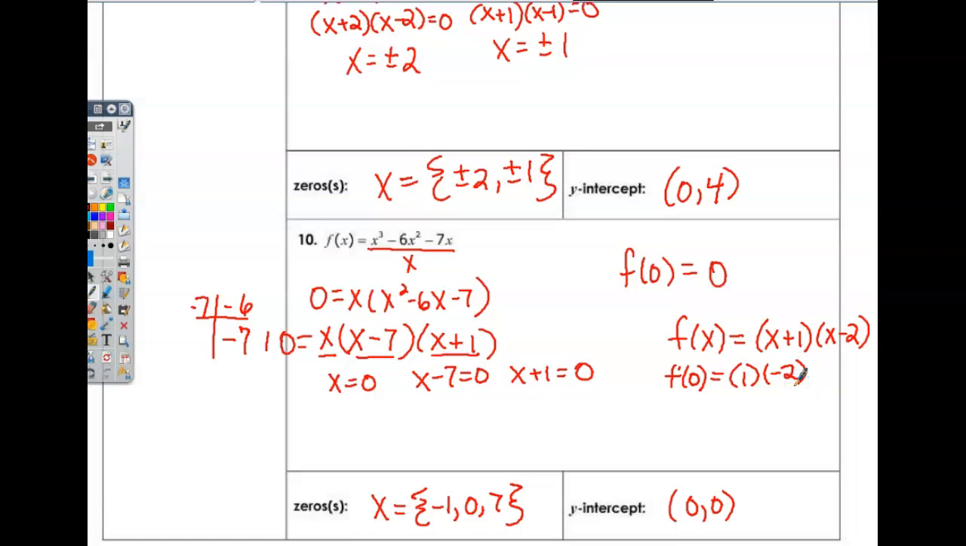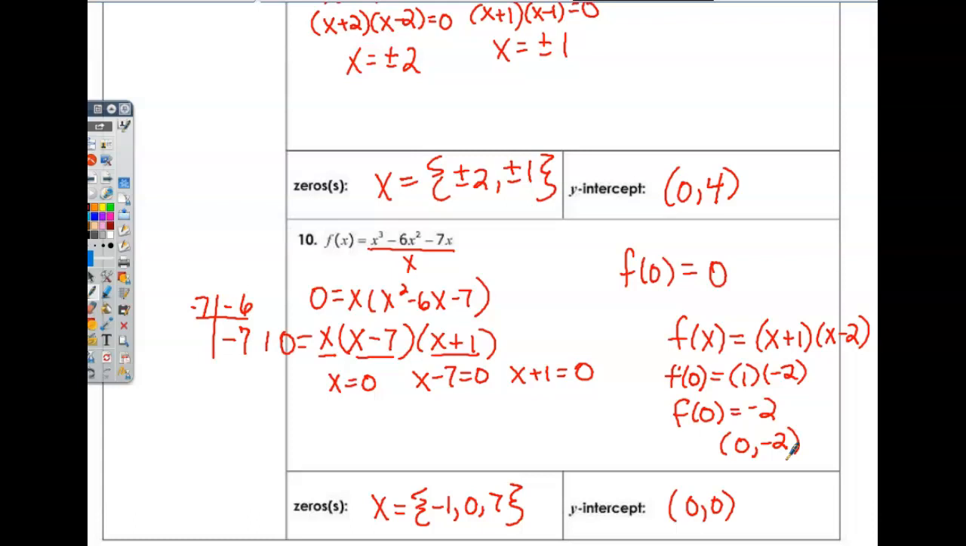It's negative 2. So they're written side by side. Do I add, subtract, multiply, divide? Multiply. So my f is 0 is negative 2, which is 0, negative 2. Okay? So sometimes they're in standard form and sometimes they're in factored form.